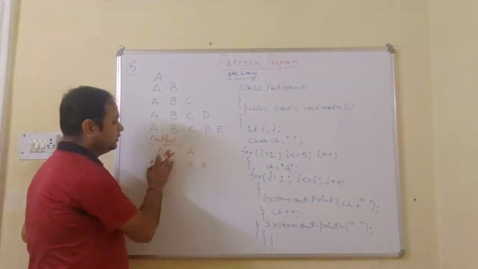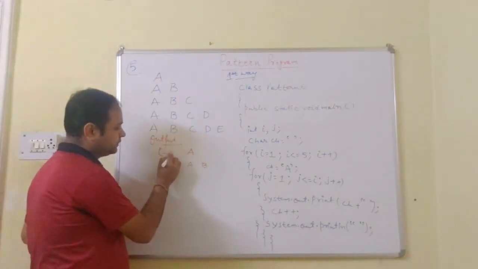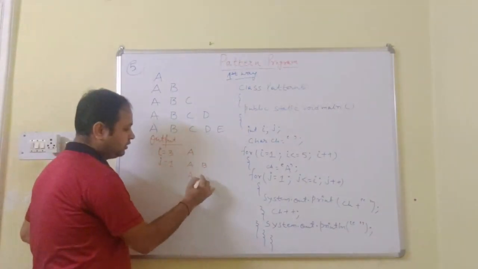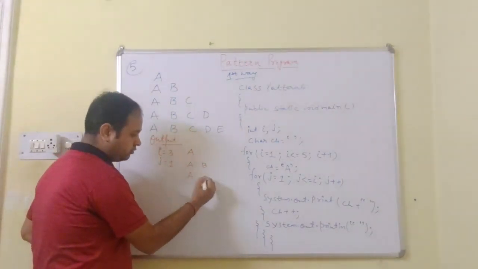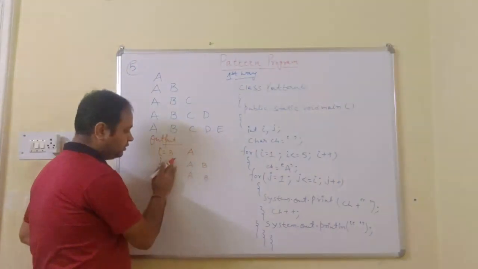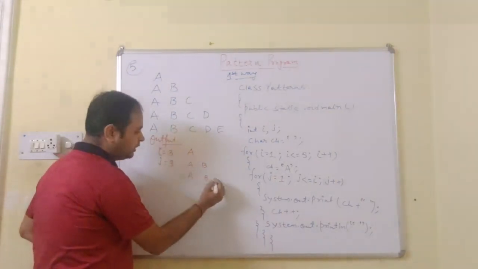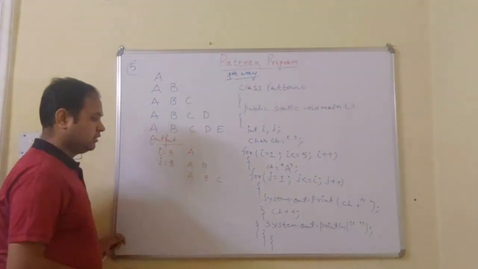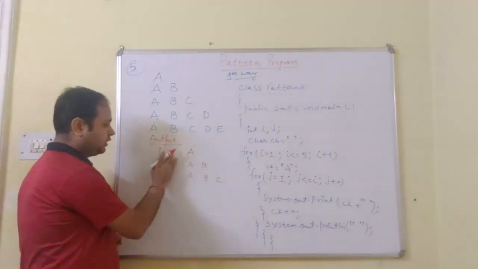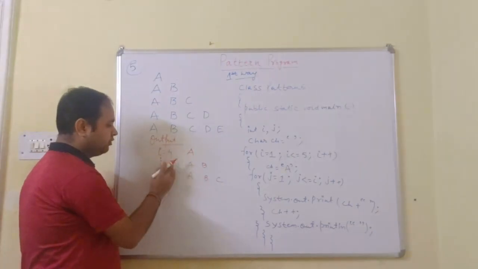Then we change the line. Then we have I equals 3, j again initialized with 1, so it prints A, then ch is updated to B at j equals 2, and at j equals 3, we have the ch value as C. Okay. Then again the I value is updated to 4.